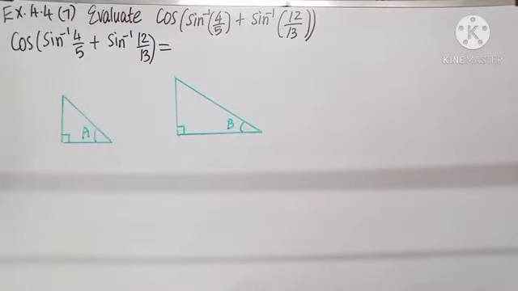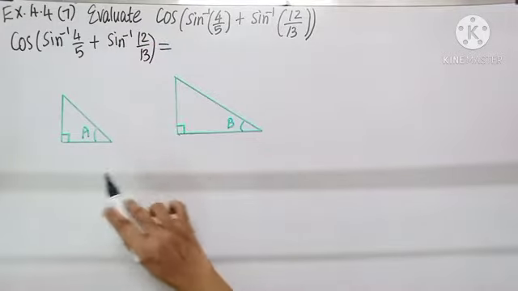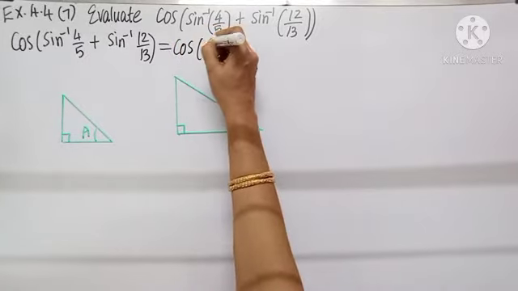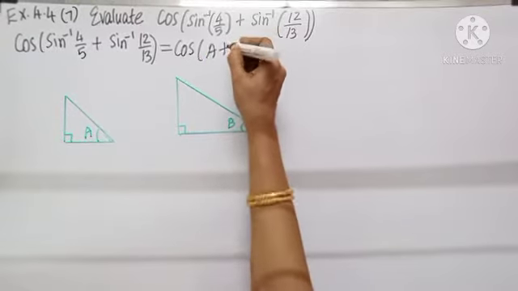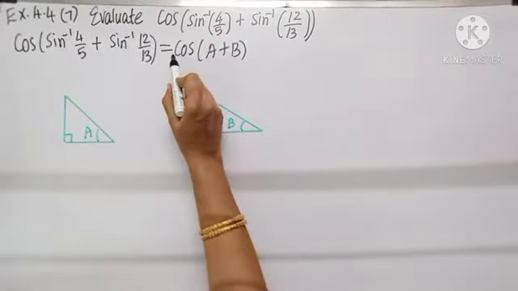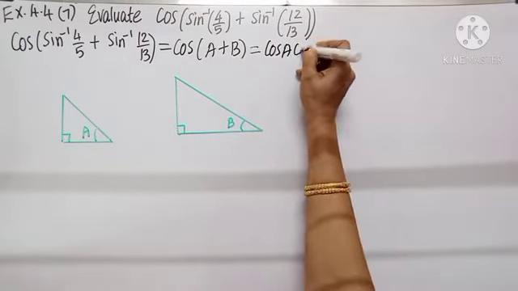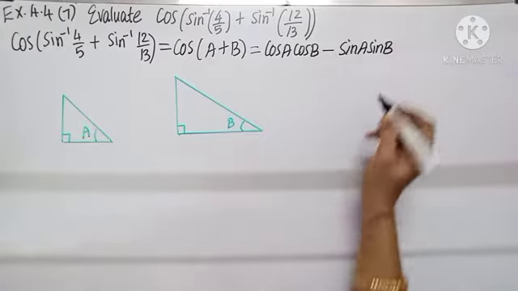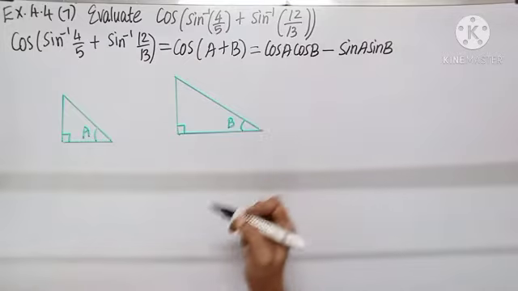Question number 7. Evaluate cos of sine inverse 4 by 5 plus sine inverse 12 by 13. Cos will be out. There are two terms inside the bracket. Call the first term as A and the second term as B. So my question reduces to finding cos A plus B. What is cos A plus B? It is cos A cos B minus sin A sin B. Now I have to find out what is cos A, cos B, sin A, sin B to substitute here.